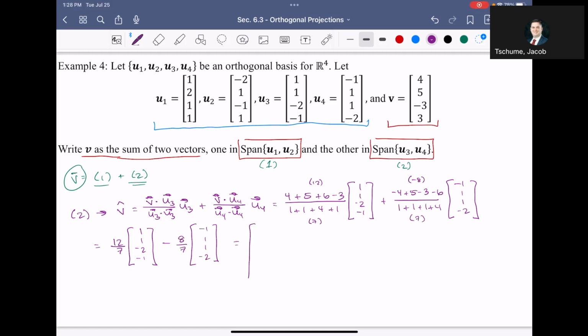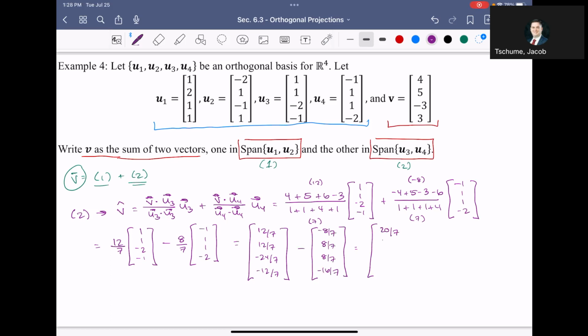Distributing my numbers through. All right, that's going to be 12 sevenths, 12 sevenths, negative 24 sevenths, and then negative 12 sevenths, minus negative 8 sevenths, 8 sevenths, 8 sevenths, negative 16 sevenths. Subtracting these two vectors will give me the following. That's going to give me 12 sevenths minus a negative 8 will be plus 8, so that is 20 sevenths.